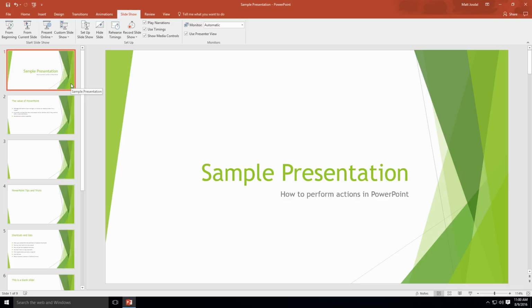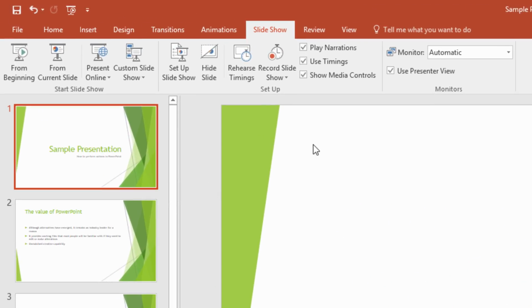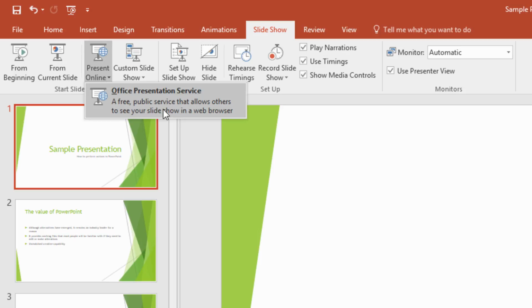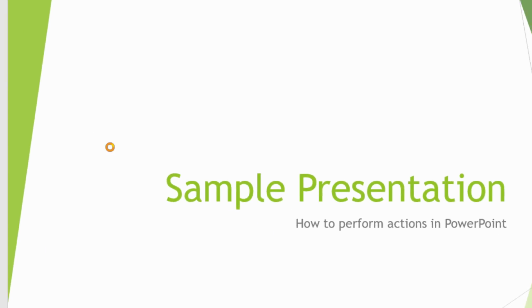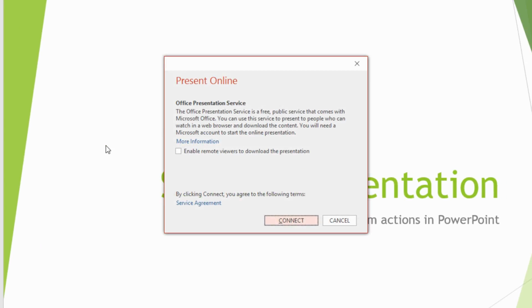So, from inside your presentation, come up to the Slideshow tab. Here, you'll see the normal controls that you would use to start your slideshow. But what we're interested in today is this Present Online button. So let's click that. You'll get a message letting you know that you need a Microsoft account to use Microsoft's broadcast service. You'll also see this important checkbox here.